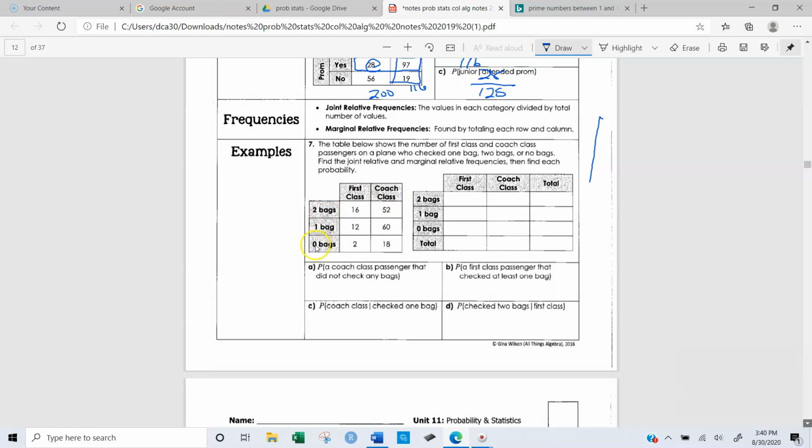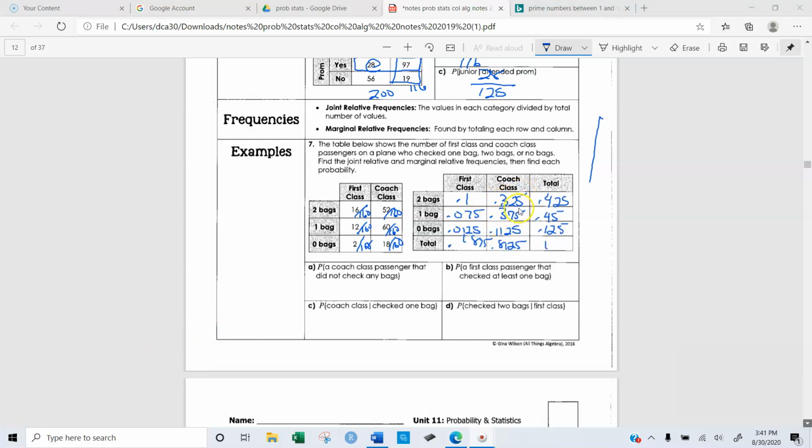So when we go through here and we add all of these up, there's a total of 160. So to find the relative frequency, we just take 16 divided by 160. 52 divided by 160. And you do this to every single element in our chart. All right, so now if you divided all those by 160, you would have got a 0.1 here, 0.325 here. Okay, pause and do the rest.